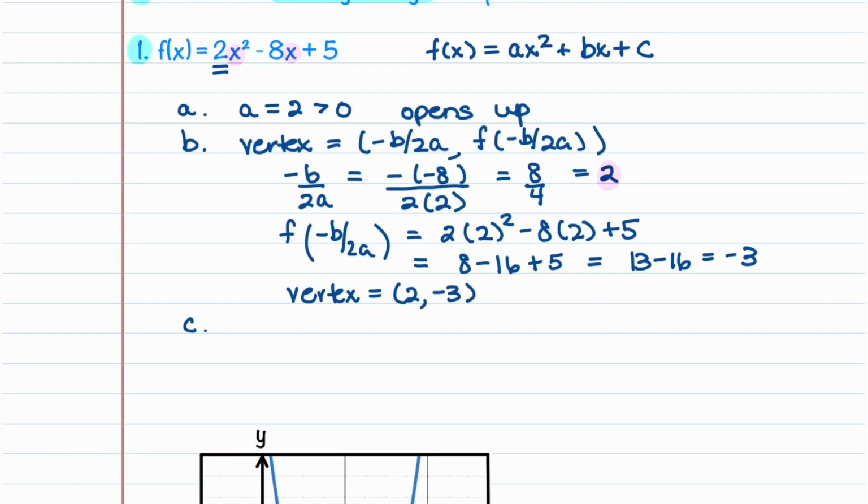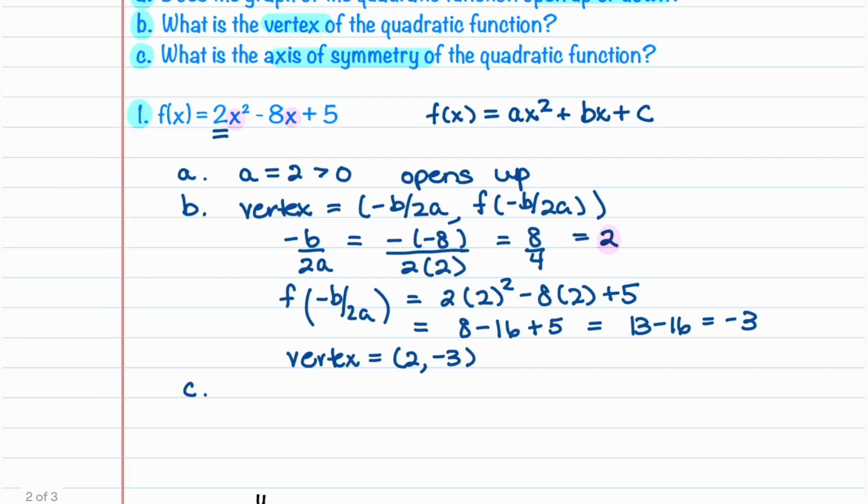Now let's look at our third question. That question is, what is the axis of symmetry? Our axis of symmetry is x is equal to minus b over 2a. And this is really nice because we've already calculated minus b over 2a, and it was equal to 2. So our axis of symmetry is just x is equal to 2.